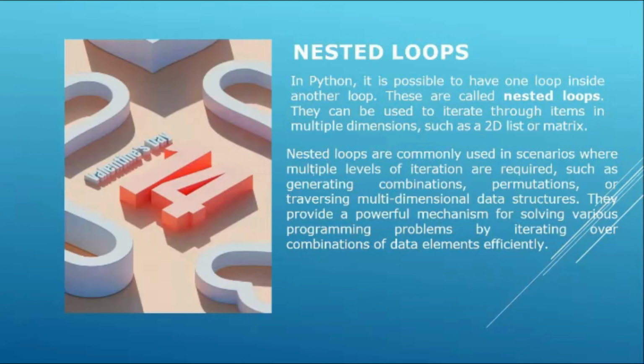They can be used to iterate through items in multiple dimensions, such as a 2D list. If I want to work with multidimensional arrays, 2D arrays, such as multiplication of matrices, 3 by 3 matrices, 3 by 4 matrices, whatever it is, we can use a nested loop because we have n number of rows, i, and j number of columns. To print those values of the matrices, we can use two for loops. In that case, nested loops come into the picture.